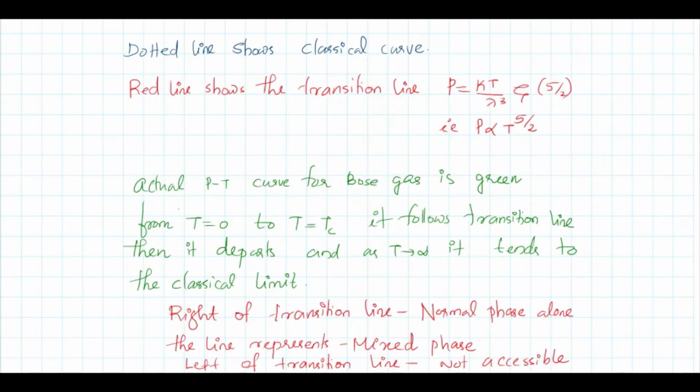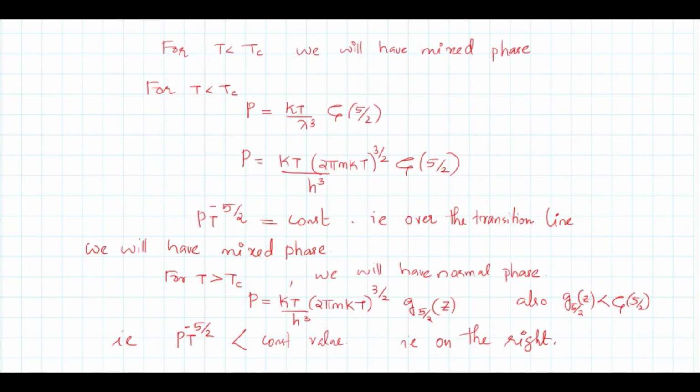Now, this red line is actually the graph of P equal to Kt by lambda cube theta 5 by 2. That is P proportional to T raised to 5 by 2. Okay, this is a graph of P proportional to T raised to 5 by 2. Now, the right of the transition line is normal phase alone.